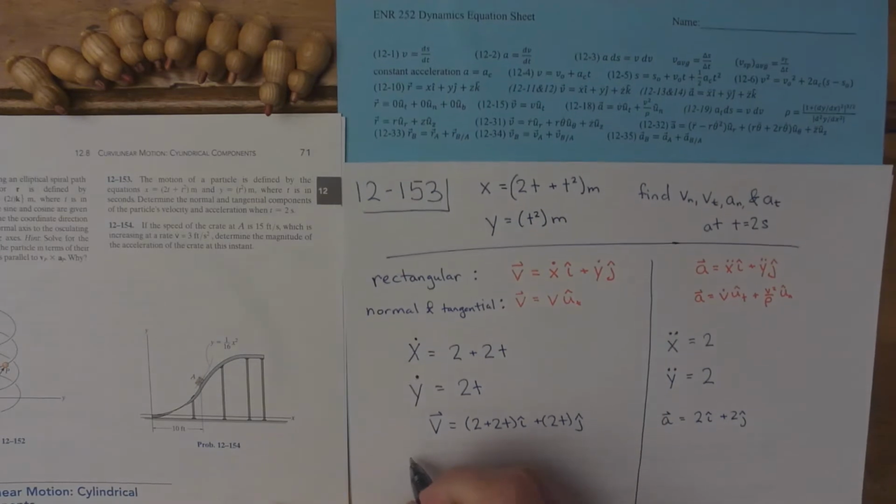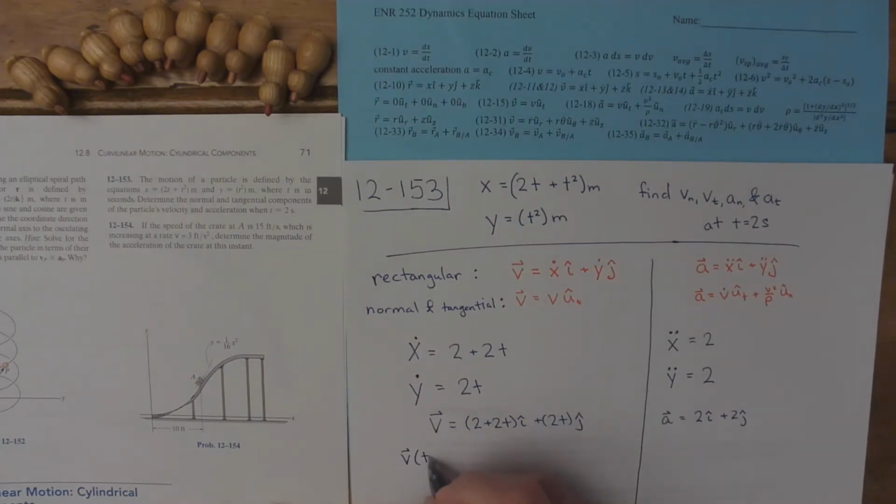So let's go ahead and say what the velocity is equal to when t is equal to 2 seconds. That would be 2 plus 2 times 2. 2 times 2 is 4, 4 plus 2 is 6. So this is 6 i hat plus 2 times 2 is 4, so that's 4 j hat.